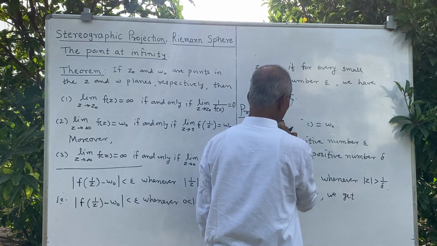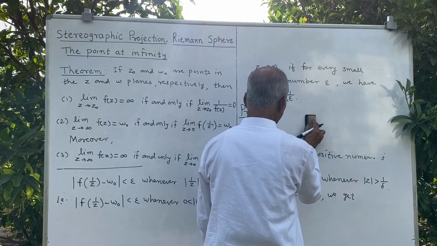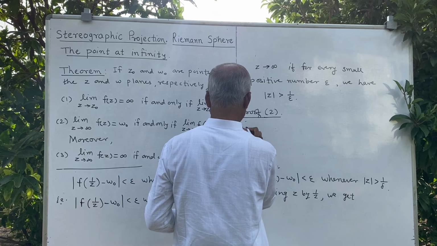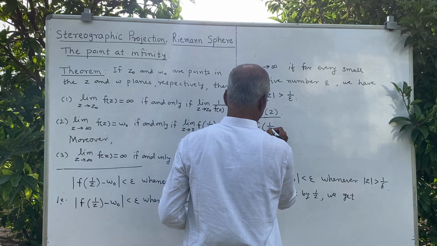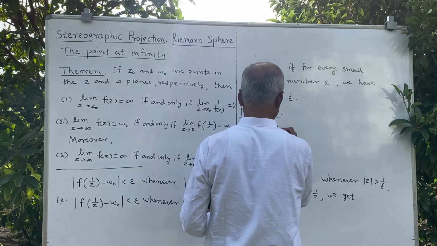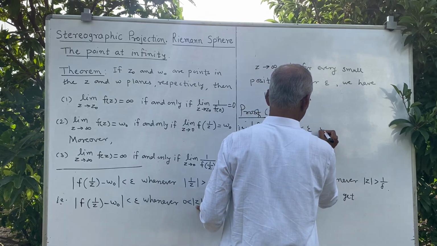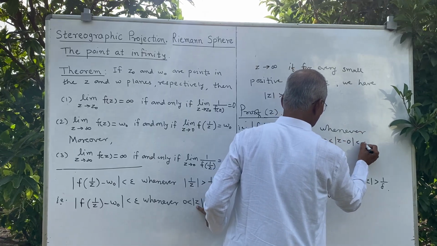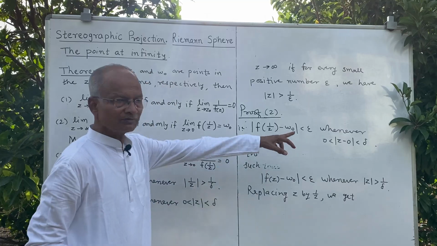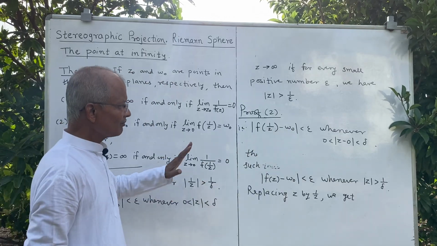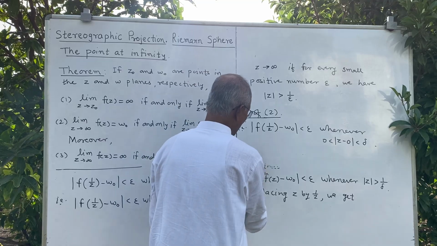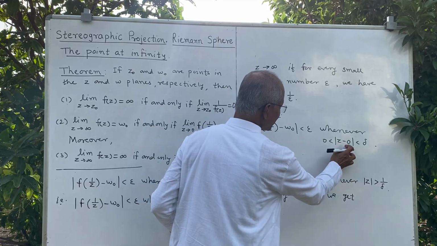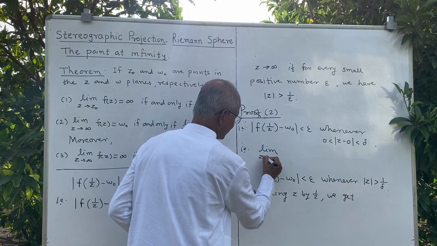See, I shall write here. We can write this mod z as mod z minus 0, which is the same, that is, the modulus of f of 1 by z minus w naught is less than epsilon whenever 0 less than mod z minus 0 is less than delta. See, mod z I have written as mod z minus 0. Why? Because now this is to be written in the form of a limit. So, this is the limit z tends to 0 by definition of limit.